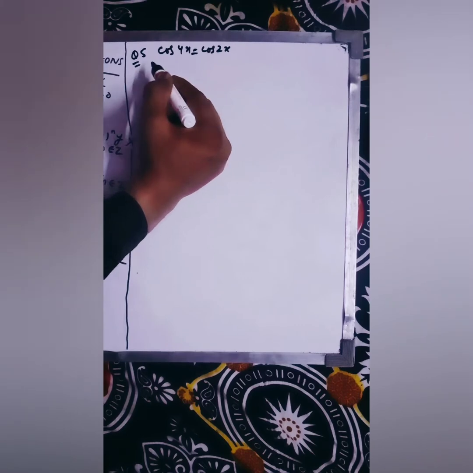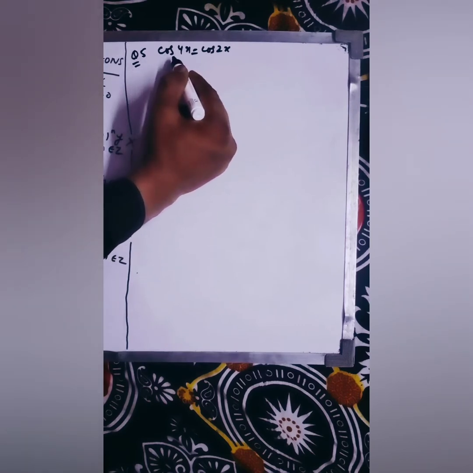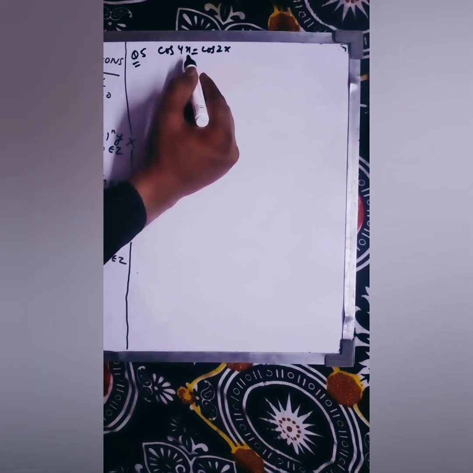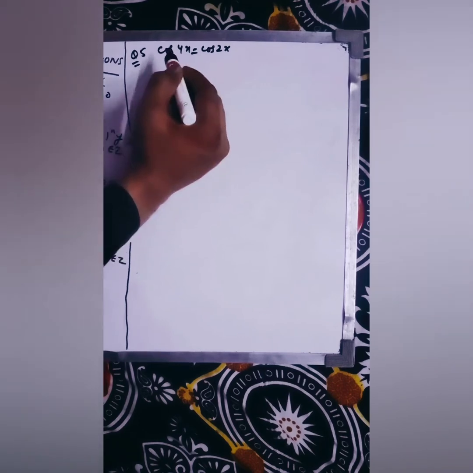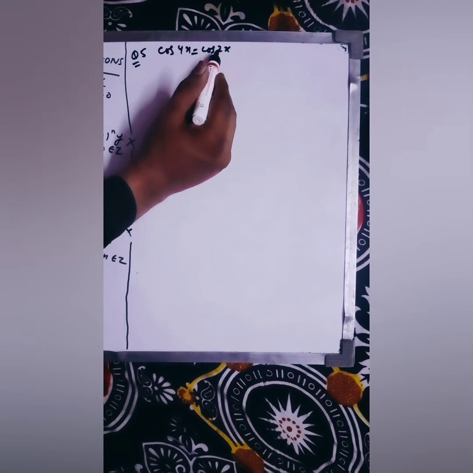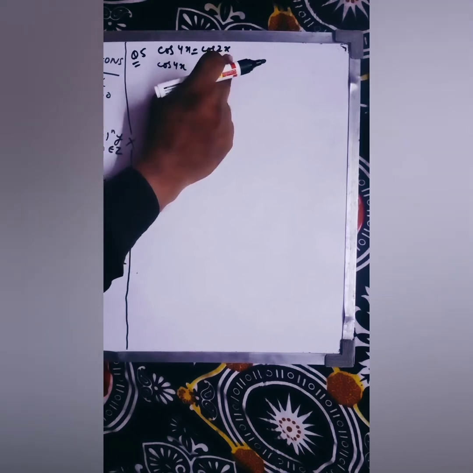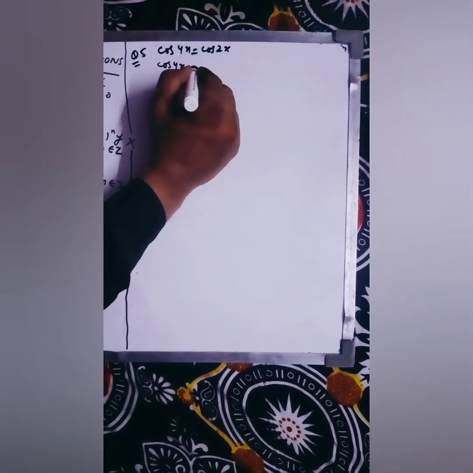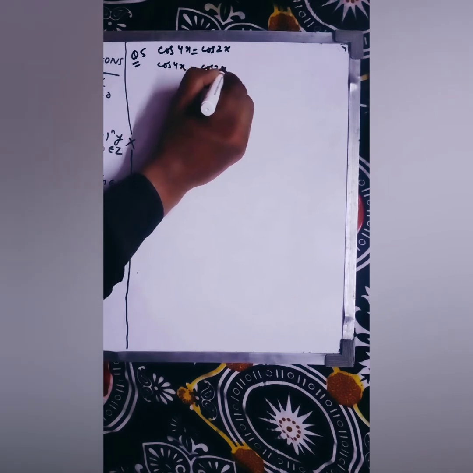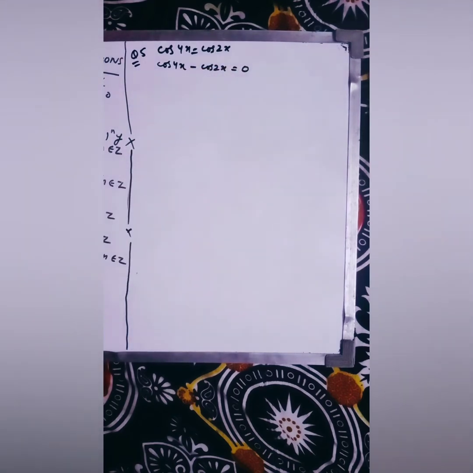Now see, this is question number 5 of exercise 3.4. Here we have to find the general solution. Cos 4x equals cos 2x is given to us. In the first step, I am shifting this cos 2x to the left hand side. So I will write cos 4x minus cos 2x equals 0.